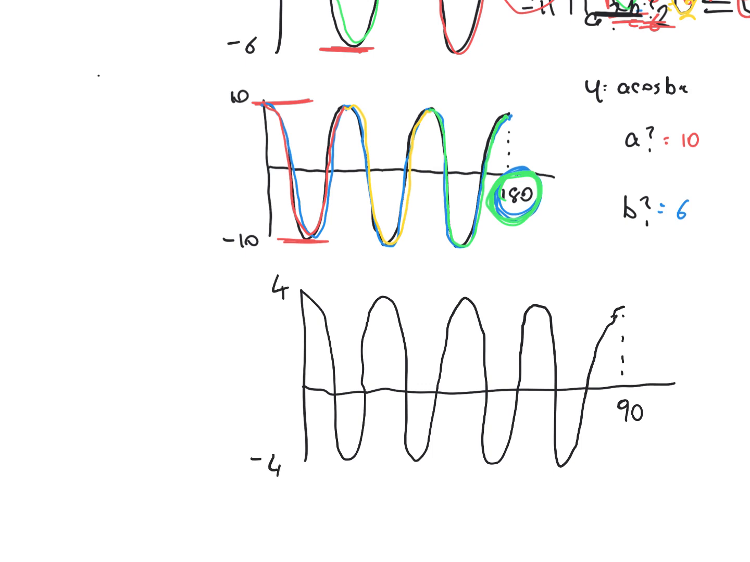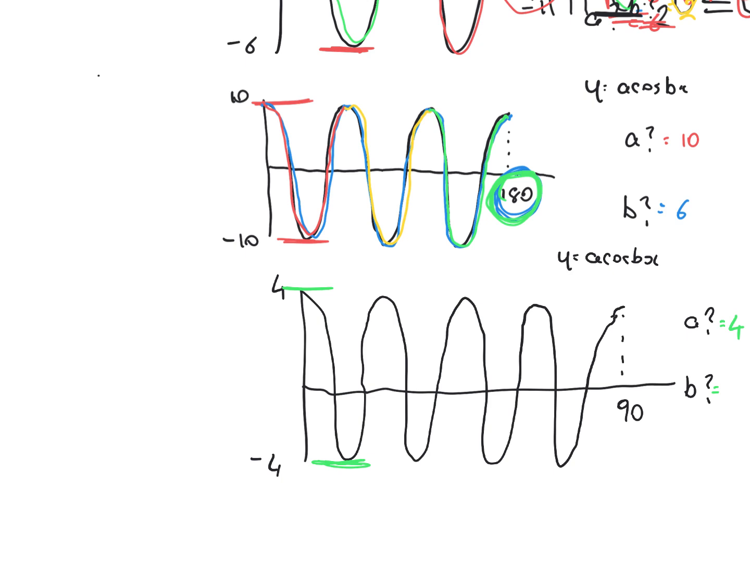Okay, let's have the form A cos bx. What's A and what's B? A is the amplitude, that's half the total vertical height. So it goes up to 4 down to minus 4. That's a total height of 8, half that to get the amplitude, which is 4.